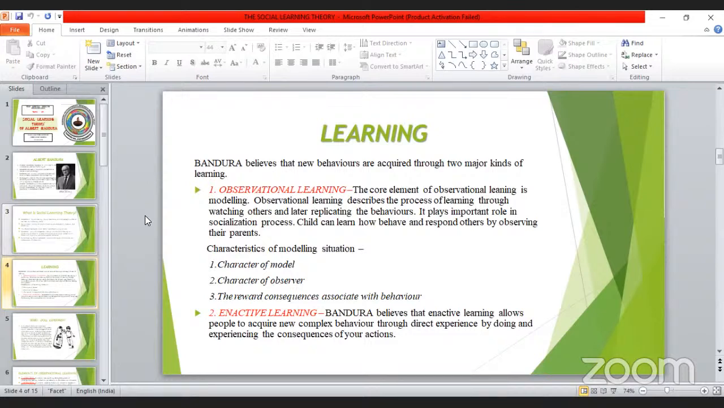So Bandura believes that enactive learning allows people to acquire new complex behavior through direct experience, by doing or experiencing. Through observational learning, we as an observer, as a learner, do not need to perform anything. But in the case of enactive learning, the learner needs to perform a behavior. And after performing the behavior, he will experience, okay, my behavior leads to some good situation.